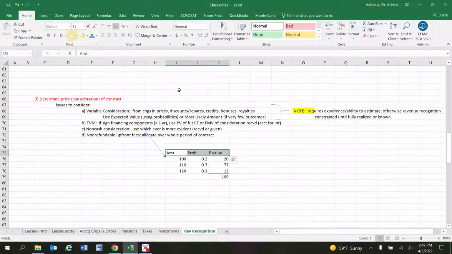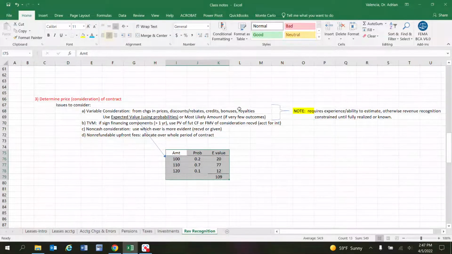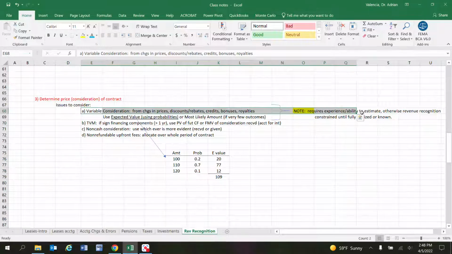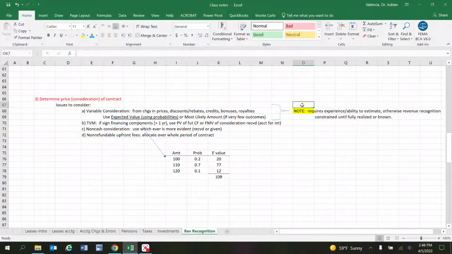And I have a note here that this process I just described may seem straightforward mathematically. While this may seem straightforward mathematically, the real issue is not so much coming up with these amounts, but it's more about the probability assessment. So it's important that you have experience. For us to be able to use this approach, we must have some experience and the ability to estimate. And if we don't, what I mean by that is that a business must have gone through this in the past.